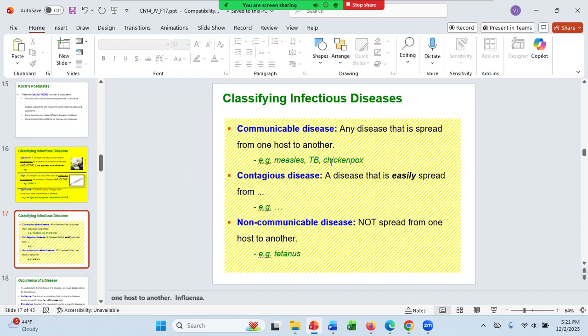Chickenpox does. Chickenpox spreads very easily. That is correct. So chickenpox would be a contagious disease. Tuberculosis does not spread easily. To get tuberculosis, you have to be in close contact with someone with TB for an extended period of time. That doesn't mean you can't get it in a short period of time, but you're not likely to get it if you're exposed only for a short period of time. Any question about any of that? So TB, or tuberculosis, is a communicable disease, but it is not contagious.